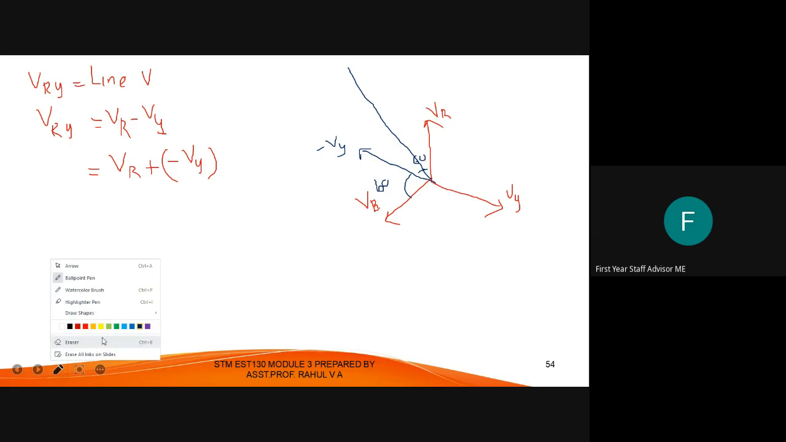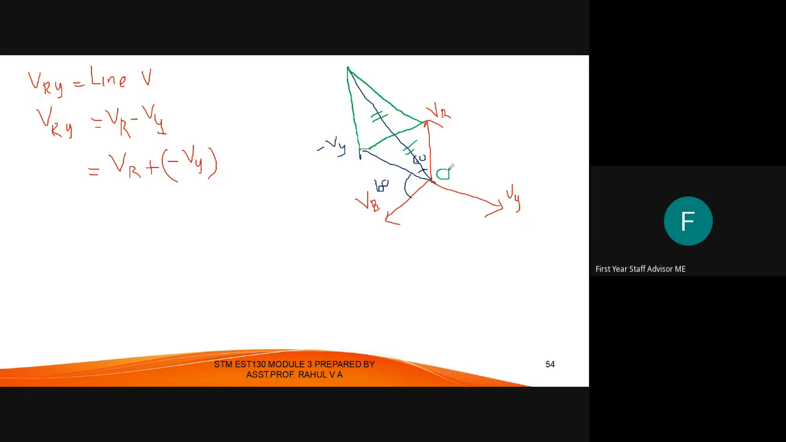Then I join all these together. This is VR minus VY. Now it forms a parallelogram, and this side is equal to this side. I take three points: O, B, and C. I can say that OC is equal to 2 OB. Then VR minus VY, the resultant phasor, is equal to OC, the total length of the phasor.